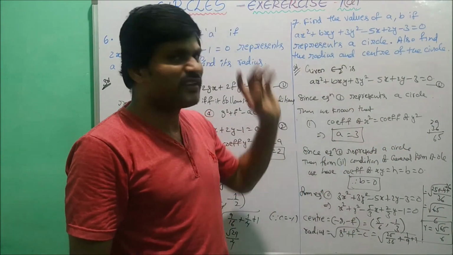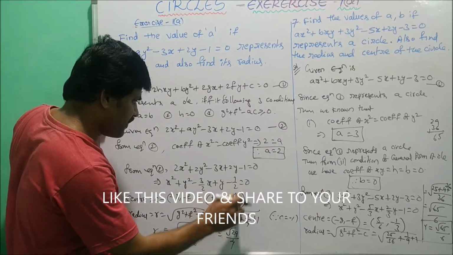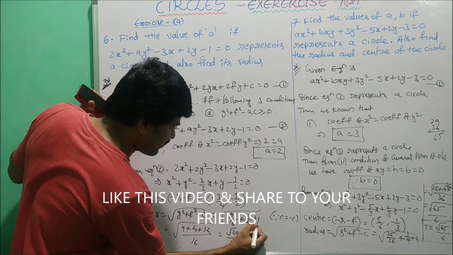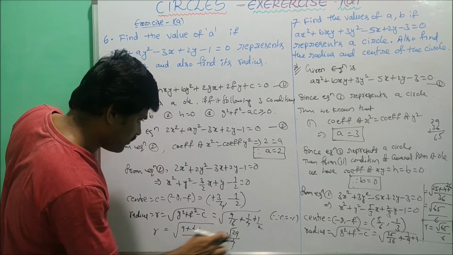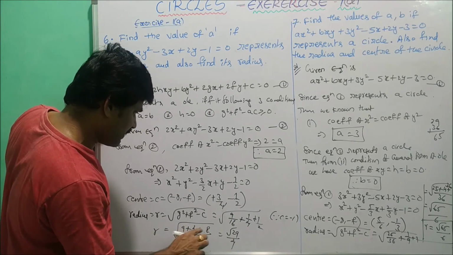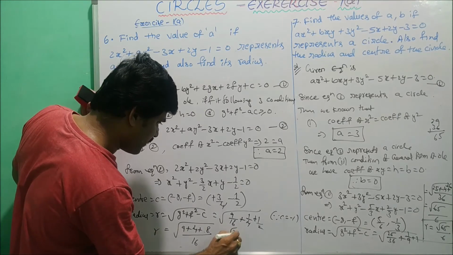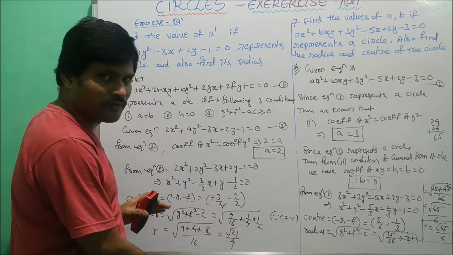This is the solution for this question. Now in the solution of the sixth one, we observe that c equals −1/2, so −c means plus 1/2. Taking this value, 9 + 4 + 8 gives 21 over 4. This is the radius. Here the radius equals the square root of 21/4.